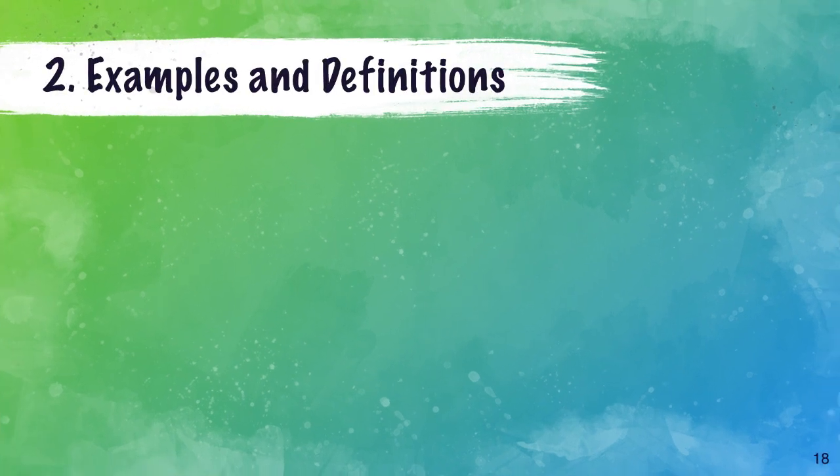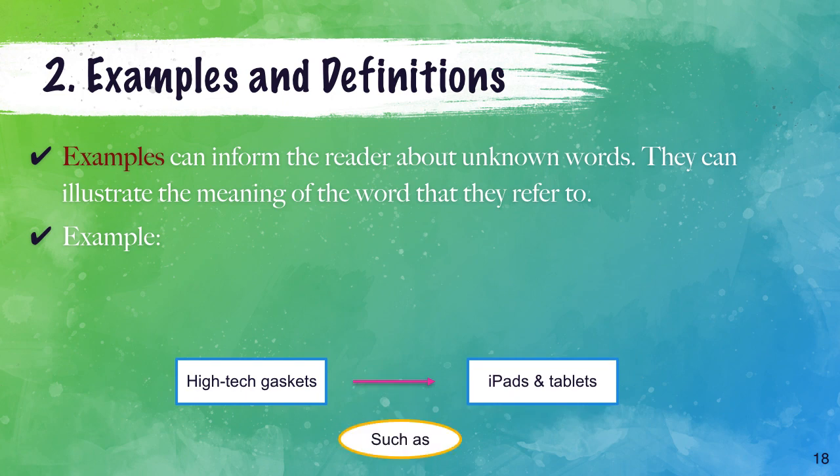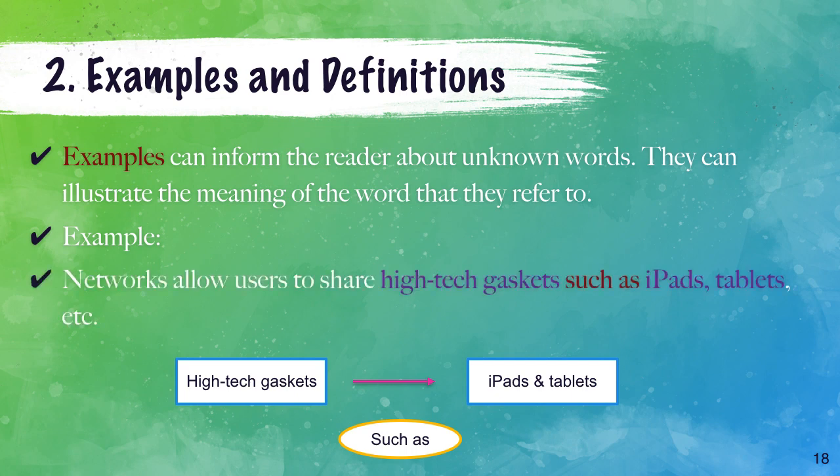Now the next clue is examples or definitions. Examples can inform the reader about unknown words. They can illustrate the meaning of the word that they refer to. Let's have a look at the following example. Networks allow users to share high-tech gadgets such as iPads, tablets, etc. So iPads and tablets are examples of high-tech gadgets. How do we know? The signal words such as indicate that we have here an example.